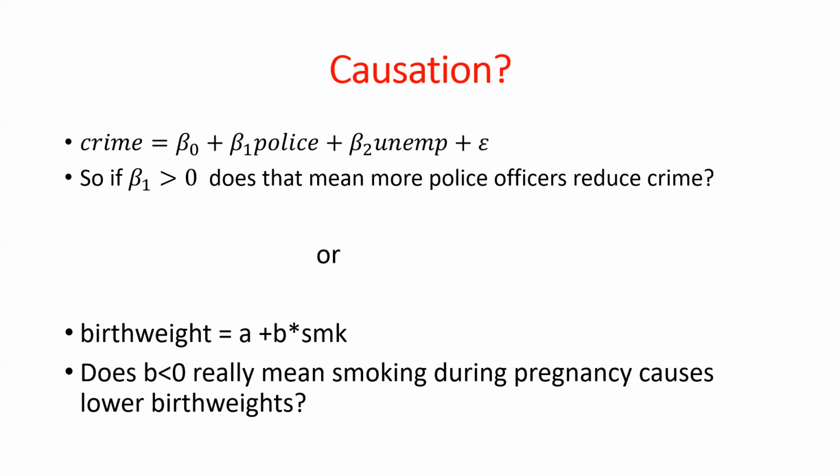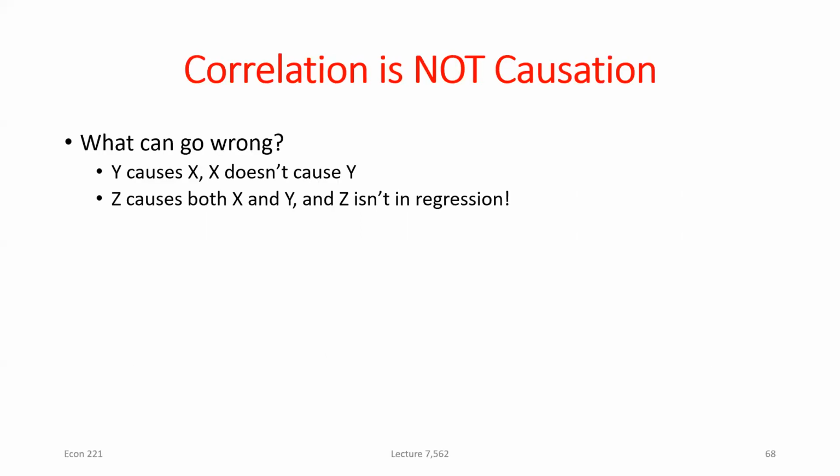Okay. So back to this. So, right, about correlation and causation, some things that can go wrong. Maybe it's Y that's causing X, not X that's causing Y. Like maybe I have this relationship flip-flopped. Maybe it's something that's missing from the regression that's causing both of them.